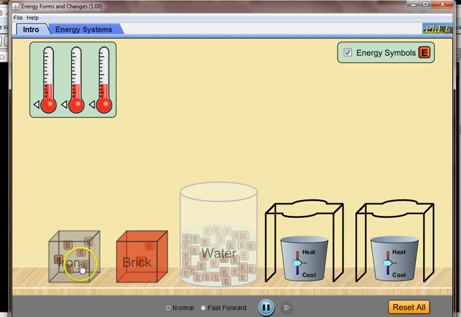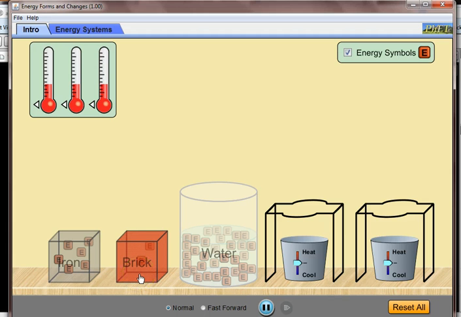Can you see the iron block and the brick are roughly equal size? Can you see that the amount of energy in each of them is different? Clearly iron has more energy particles in it. Brick has fewer energy particles in it.